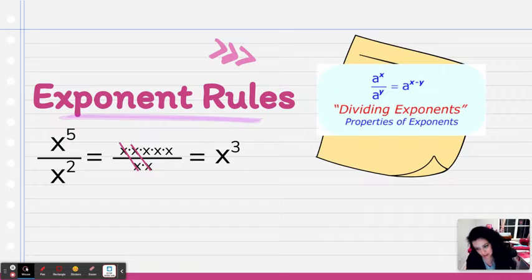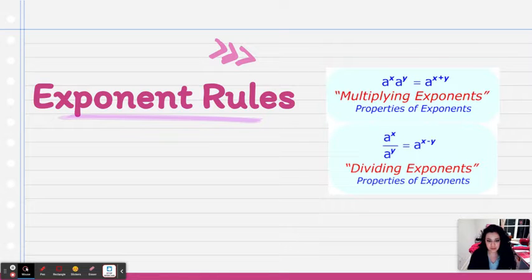So our rule for dividing exponents pretty much states, when it has the same base, in this case x to the fifth over x to the second, you subtract your exponents. So 5 minus 2 is x to the third power. So here are just your exponent rules.